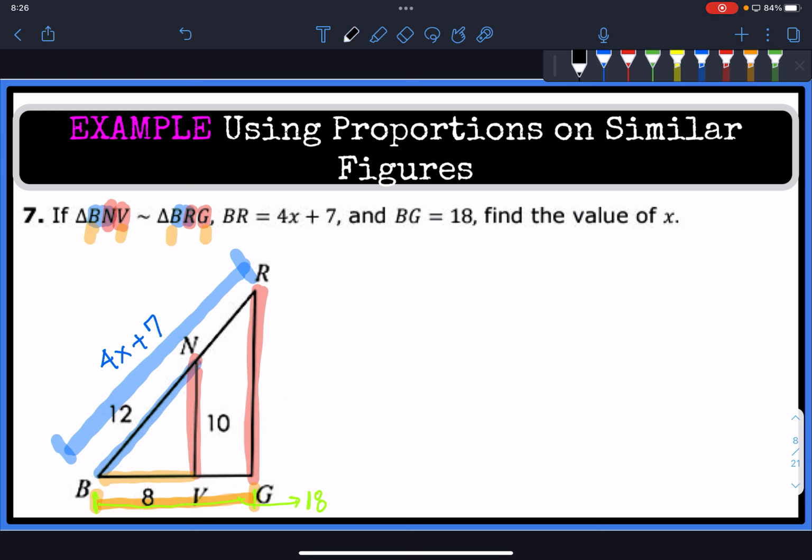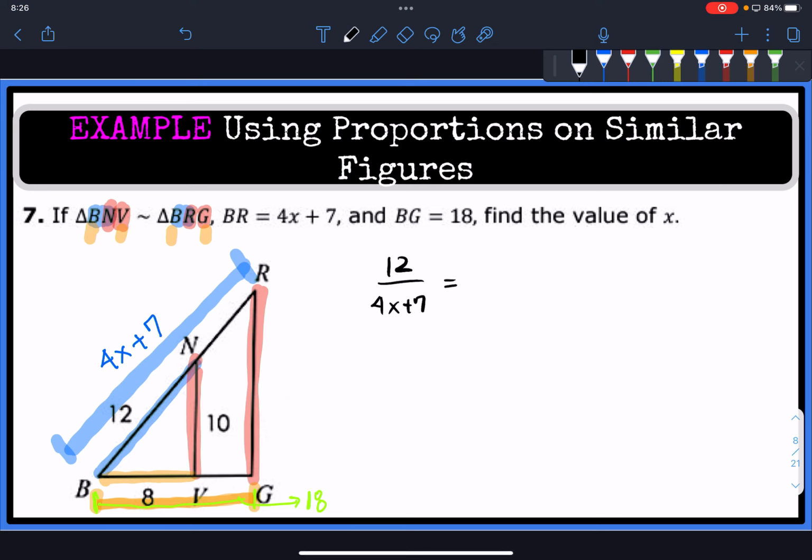So we're going to figure out the value of x by, again, creating a proportion. So if I get this side of 12, this side right here of 12, that corresponds to this long side, which is 4x plus 7.